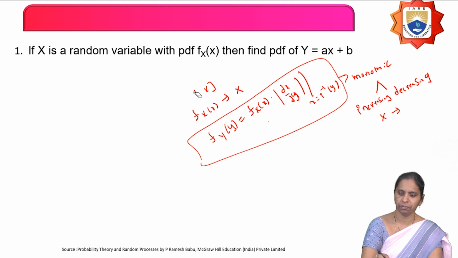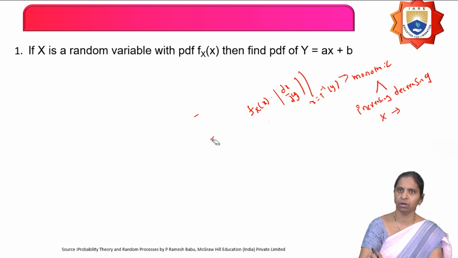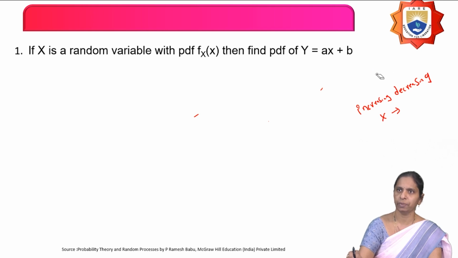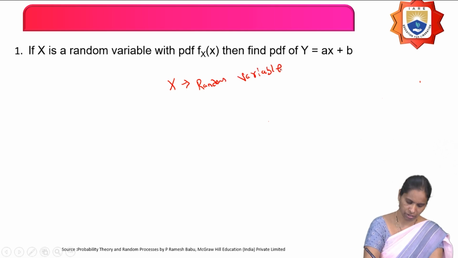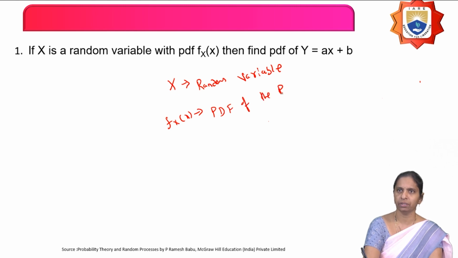Now, the problem they have given is: if x is a random variable with the probability density function fx of x, then find the probability density function of y equals ax plus b. So now we have to see whether it is a monotonic or non-monotonic transformation. They have given that x is a random variable, and fx of x is the probability density function of x. Now what you have to calculate? You have to transform this random variable x into a new random variable y, by performing an operation on x.